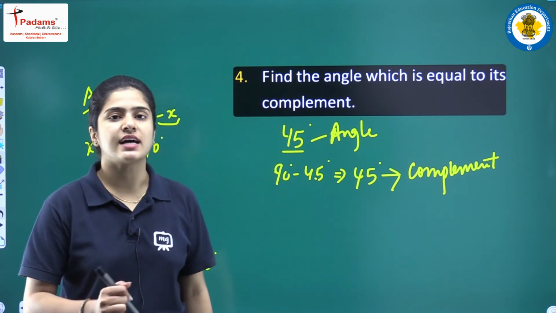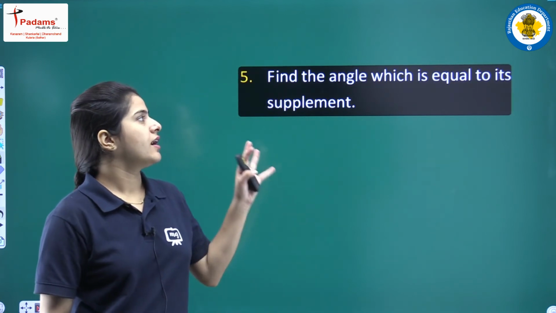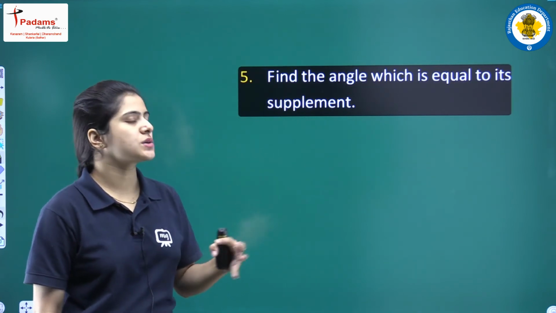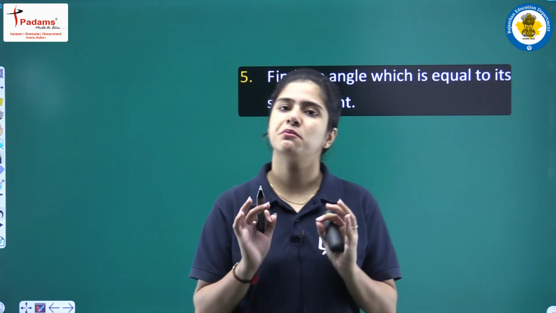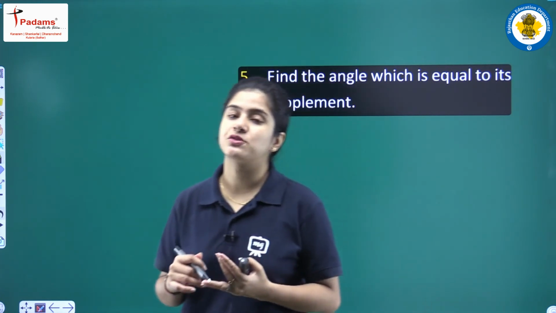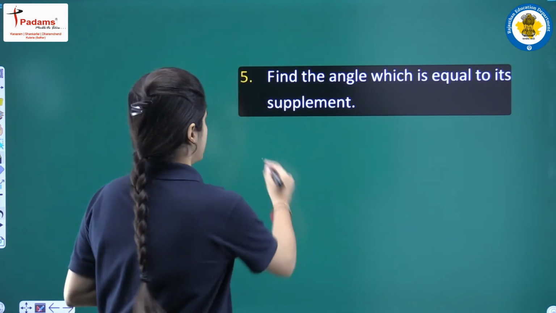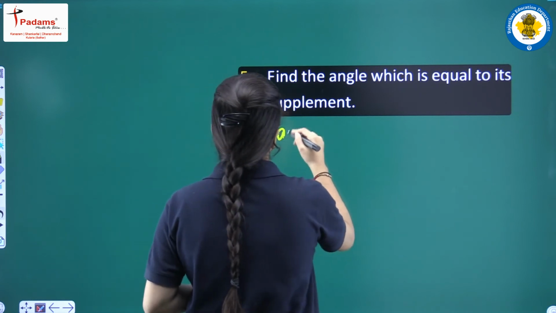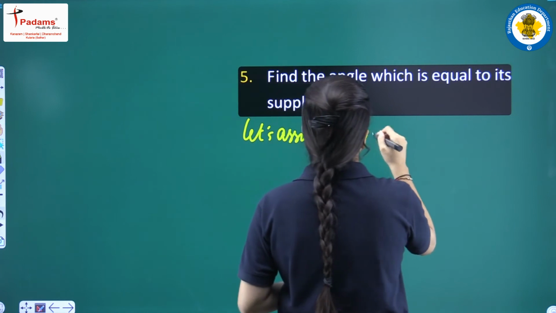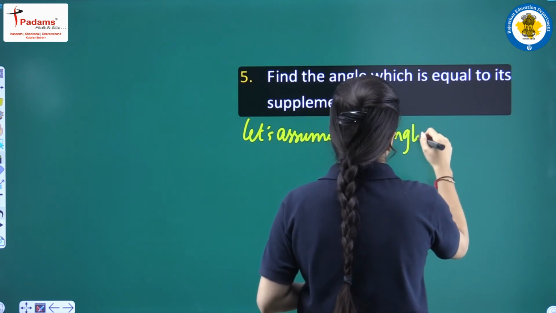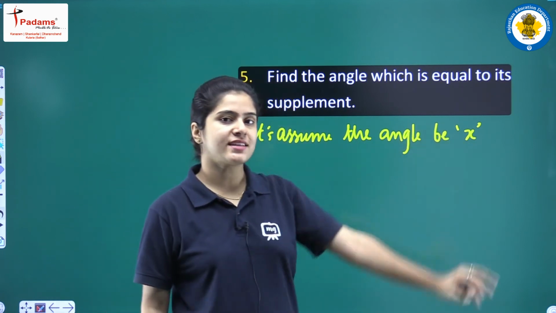So now we'll be discussing the next question. What is the next question, students? The 5th question, find the angle which is equal to its supplement. The similar question that we have done now students, this is the same question. Now we have to find out the angle that is equal to its supplement. So firstly, let's assume the angle to be x. So we have assumed that angle to be x, right.